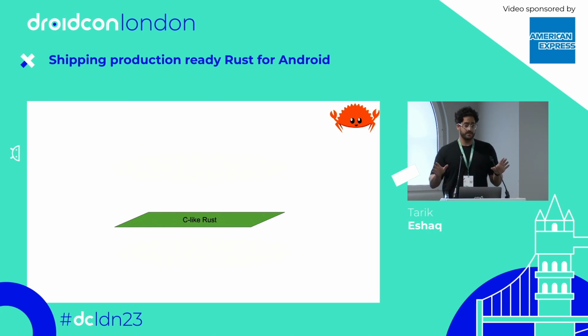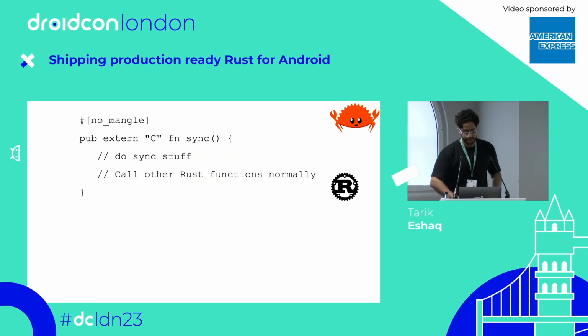And the reason we need those is because, again, Rust is compiled using the Rust compiler. Java, or Kotlin, are run on the JVM as bytecode. Those two are not compatible because they have different ABIs, but I'm not going to go into that today. So what does a C-like Rust look like?